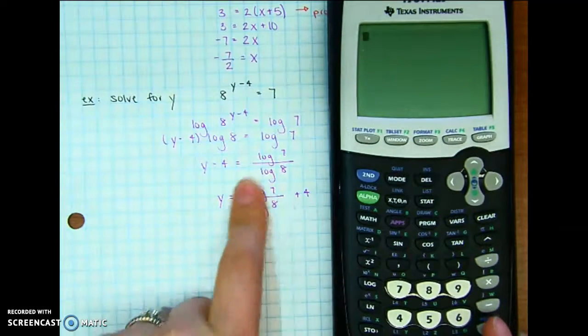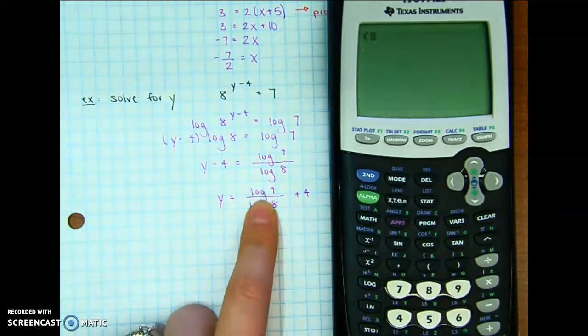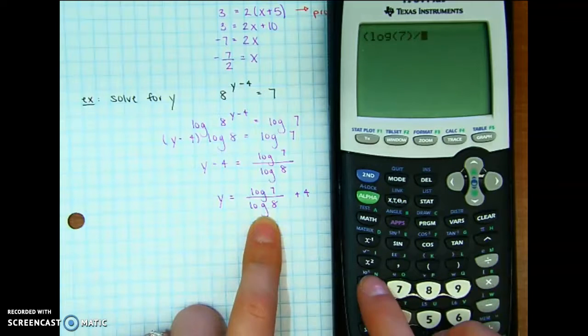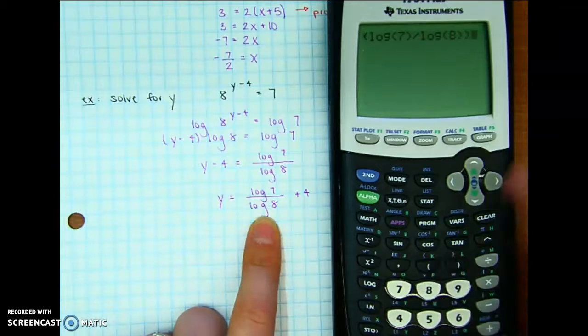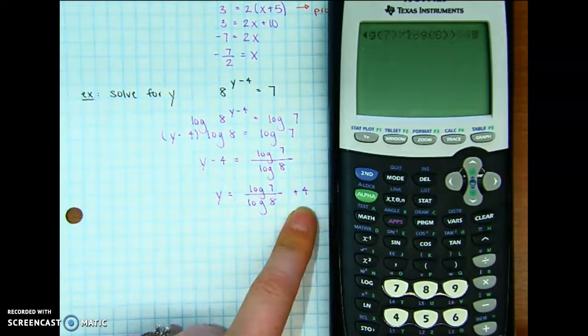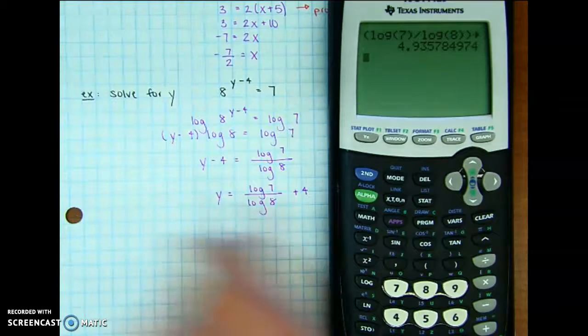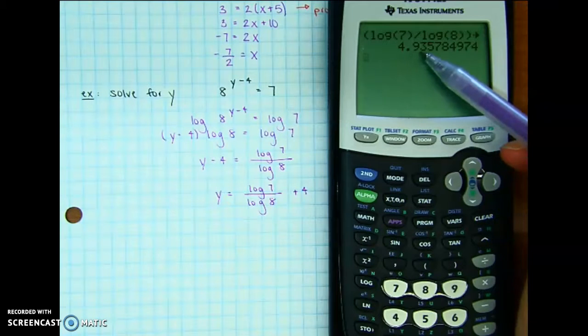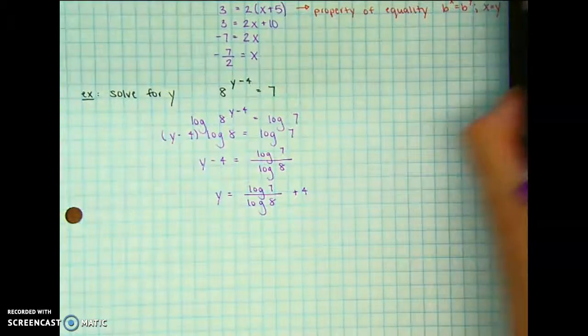So I'm going to put this whole thing in parentheses. So in parentheses, I'm going to do my numerator log of 7 divided by my denominator log of 8. And then I'm going to close my parentheses for the whole fraction and add 4. And let's round to the nearest thousandth. So that means that y is approximately 4.936.